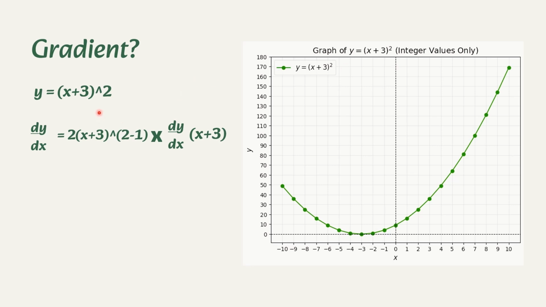We bring down the power value to the front and reduce the exponent by 1. And after that, we multiply it by the derivative of the inner term x + 3. So it's like this: 2 times (x + 3) to the power 1, the derivative of the x + 3 term is 1. And this is the simplified answer, 2 times (x + 3).